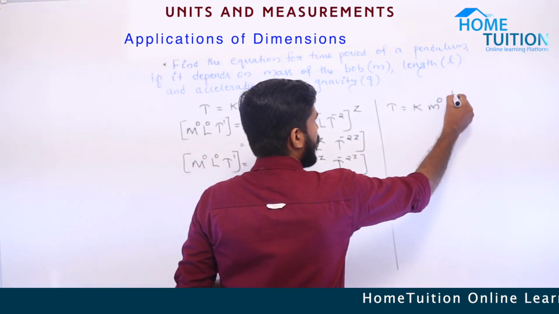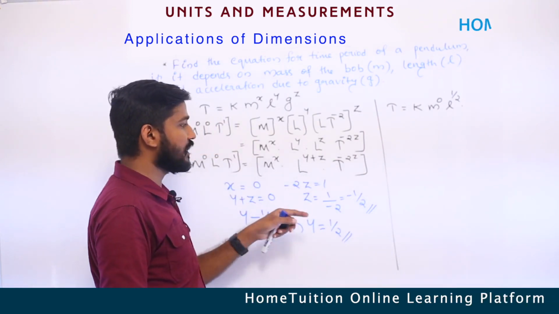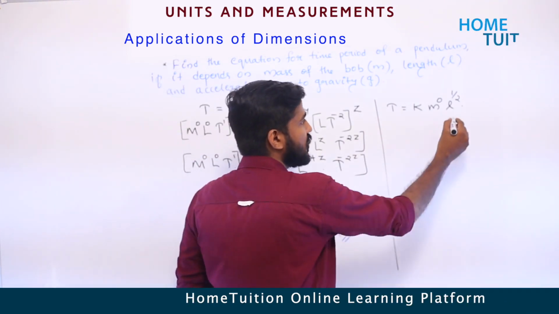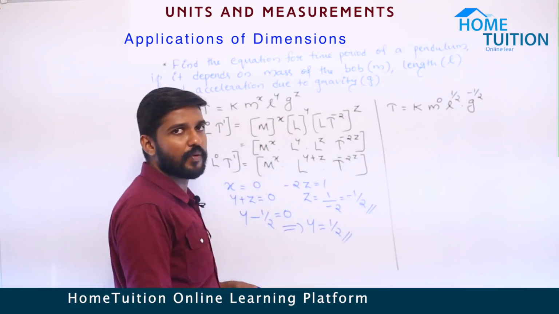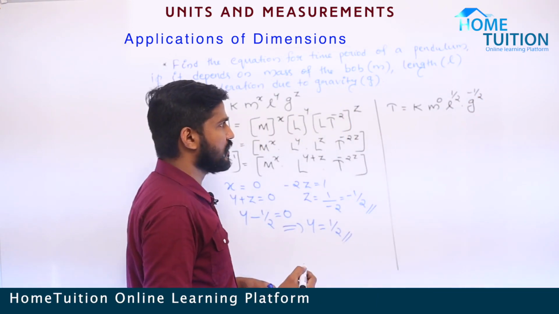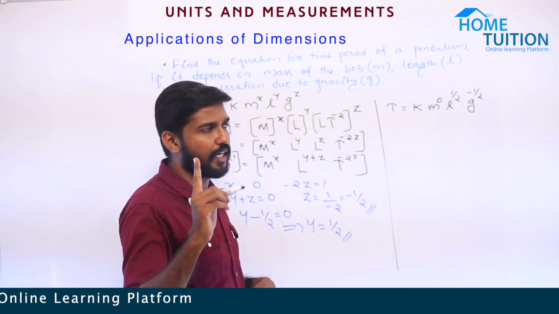So 1 by 2 into, what is z? Z is minus 1 by 2. So g raised to minus 1 by 2. Clear? Okay. So what is m raised to 0? M raised to 0 is 1.